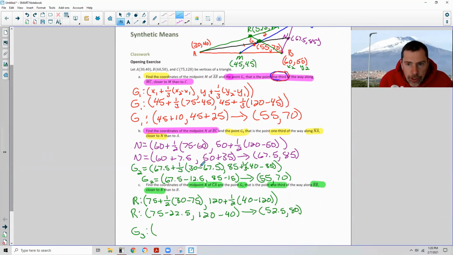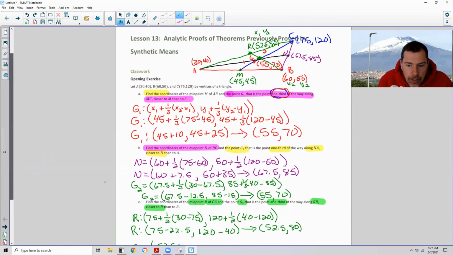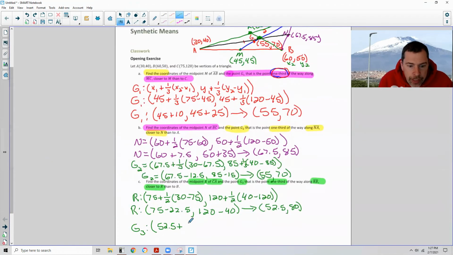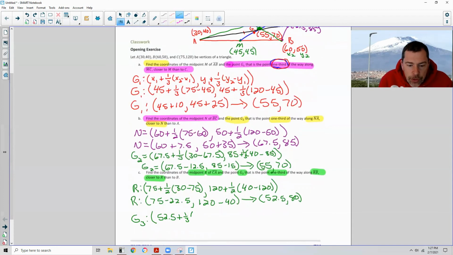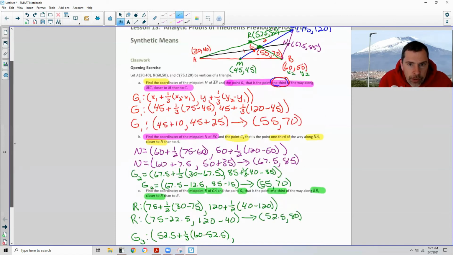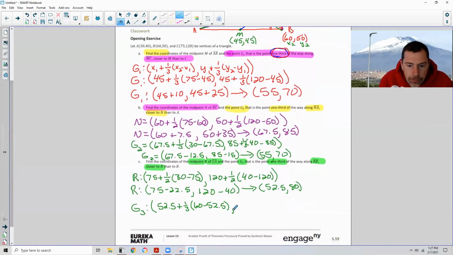G3 is going to be x sub 1, which is 52.5, plus, now we're looking for something that's 1/3 of the way. So I'm going to put 1/3 there along RB closer to R. That's why our R is our X1, Y1. So it's 1/3 X2, 60, minus 52.5, comma, Y sub 1, which is 80, plus 1/3 Y sub 2, which is 50, minus 80.